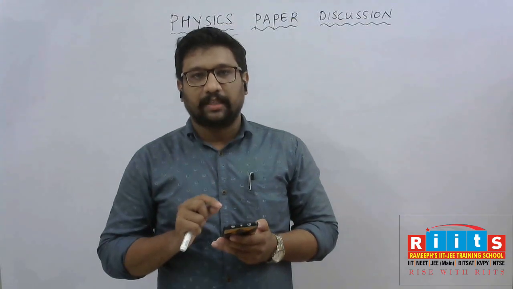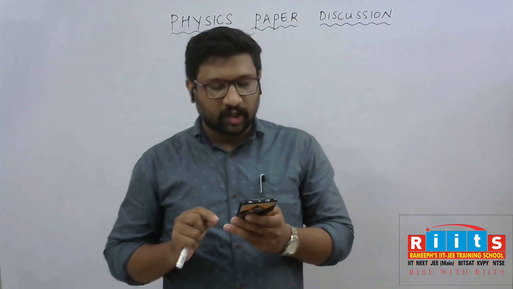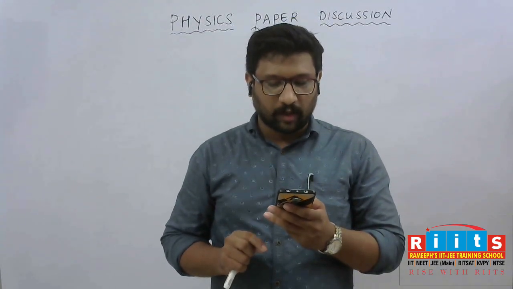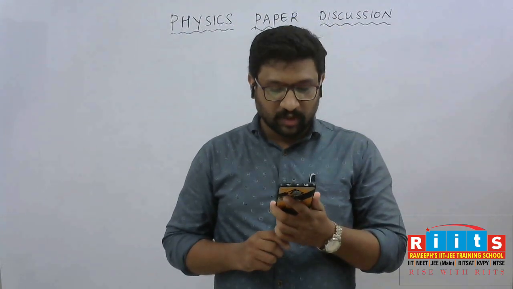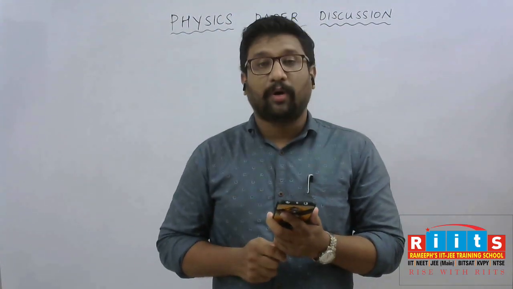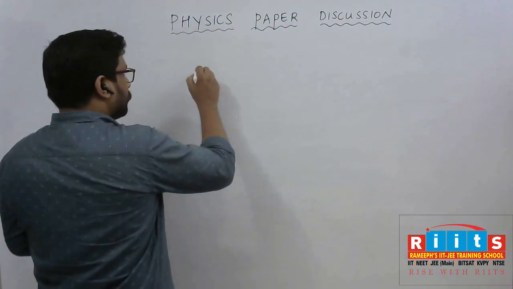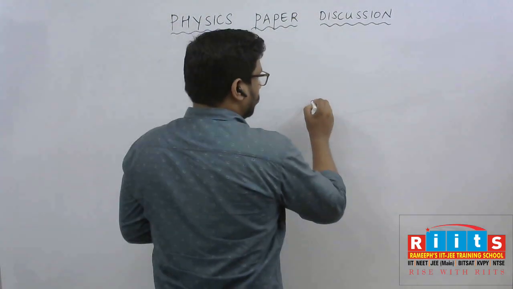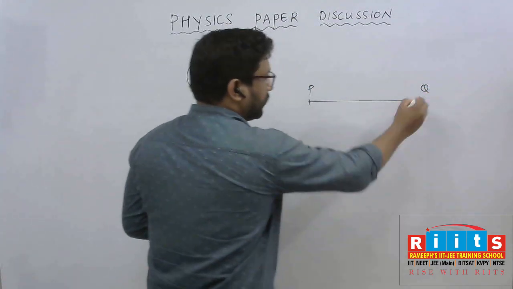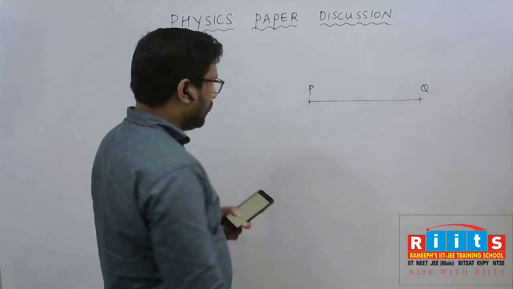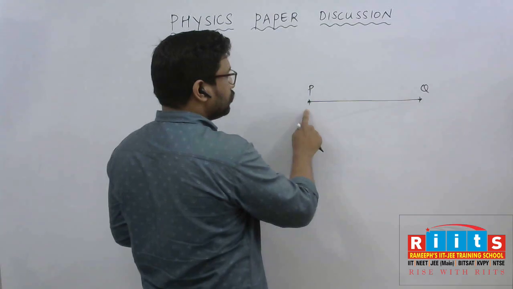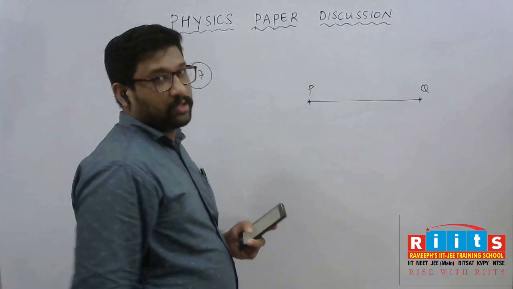Question number 17. A particle is executing SHM between 2 points P and Q with 0 velocity at these points, which are the distance A and B from a fixed point O. So in question number 17, they say there are 2 points P and Q, and in between these 2 points, the particle is executing SHM. The velocity of the particle at these 2 points is 0. That implies these 2 points are the extreme points.